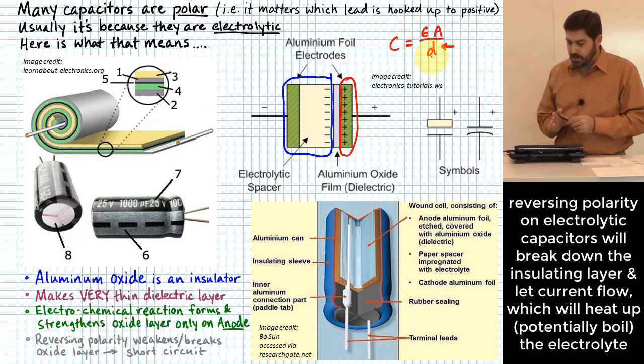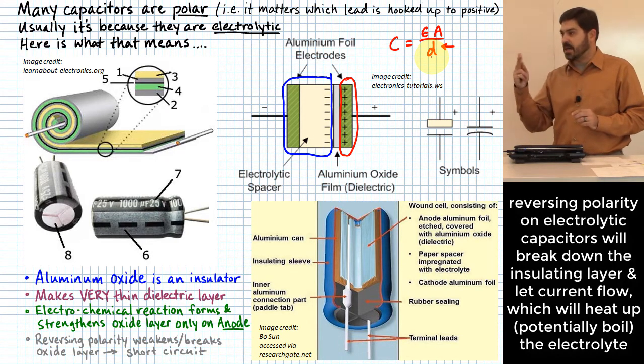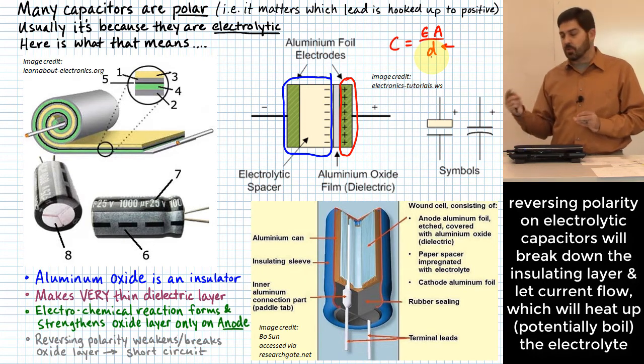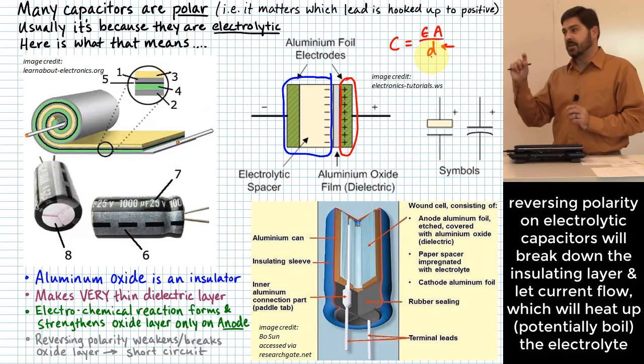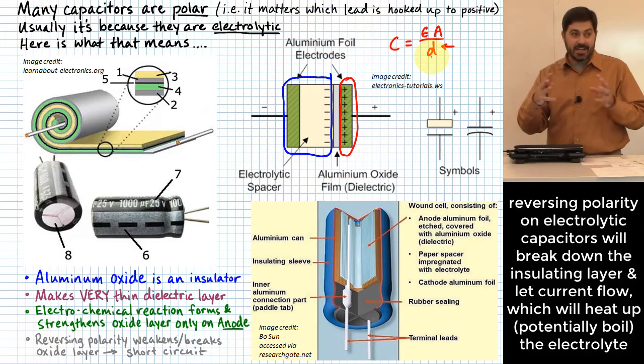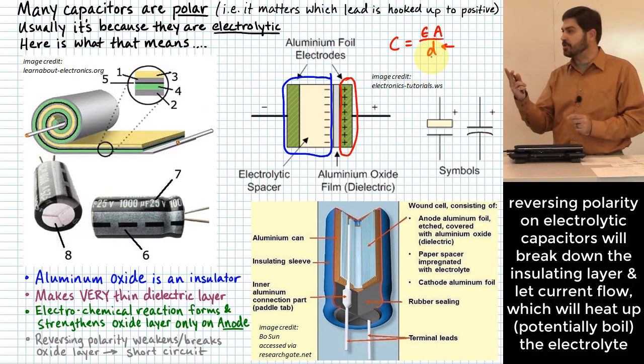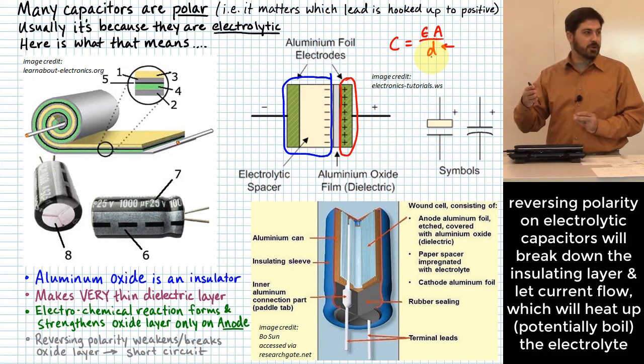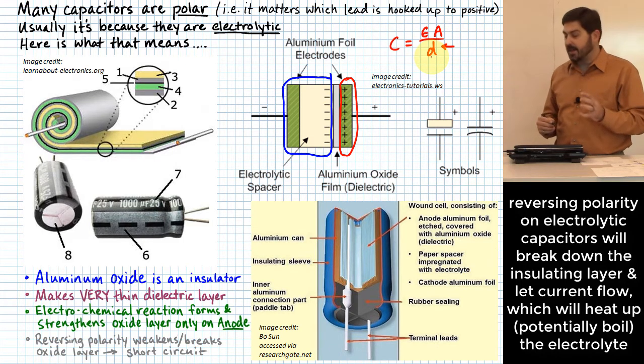So anyway, I wanted to talk about this because it matters what orientation, what polarity, you plug in an electrolytic capacitor. If you orient it the wrong way, the anodized aluminum on the one electrode will start to break down and allow current to flow. And if you keep putting voltage across it, it becomes like a short circuit. And if it becomes like a short circuit with voltage across it, what happens then?